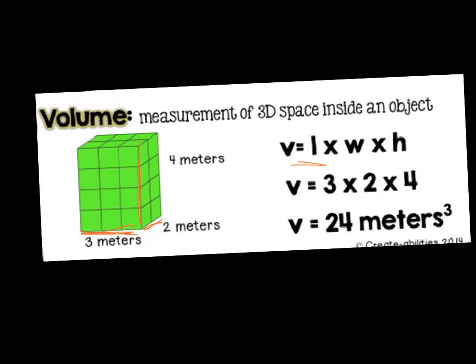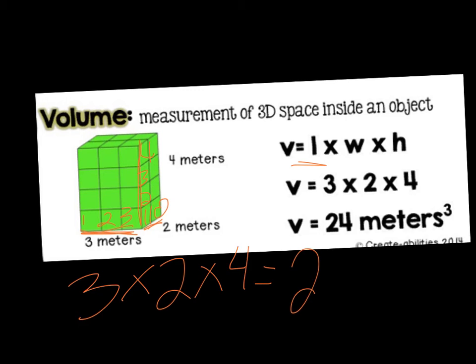So I'm looking at this figure. I have 1, 2, 3 for my length, and 1, 2 for my width, and then 1, 2, 3, 4 for my height. So if I take my length, which is 3, times my width, which is 2, times my height, which is 4, I'm going to get an answer of 24 meters cubed.